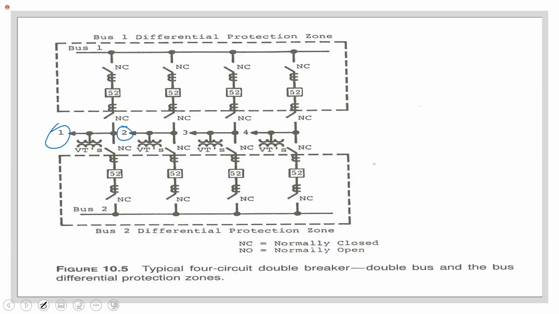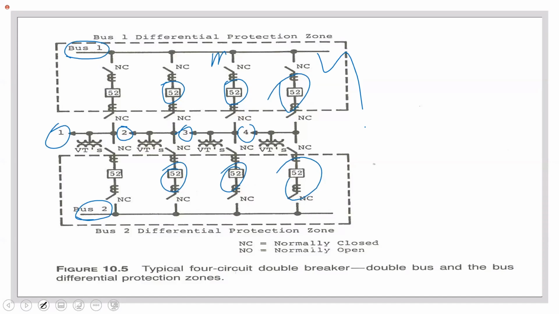Your circuit 1, circuit 2, circuit 3, circuit 4. Here is bus 2, here is bus 1. Okay? What we're saying is that circuit 1, 2, and all the circuits are supplied by 2 breakers. So you have a breaker on this side, you have a breaker on that side, which service, in this instance, circuit 4. This one supplies circuit 3. That was circuit 2. So in the event I have a fault on this bus bar, all right?